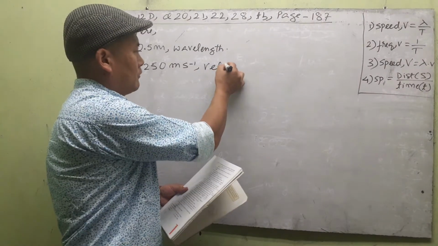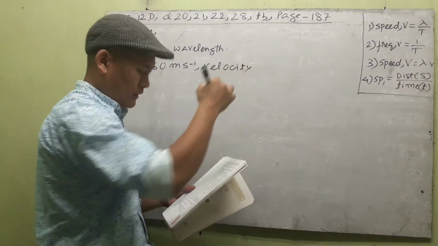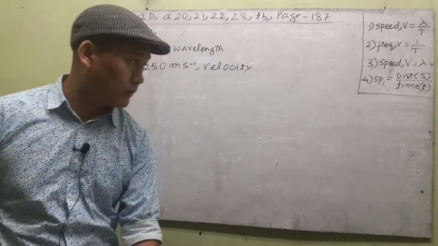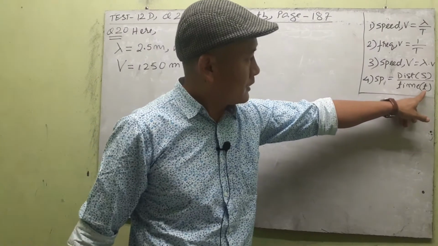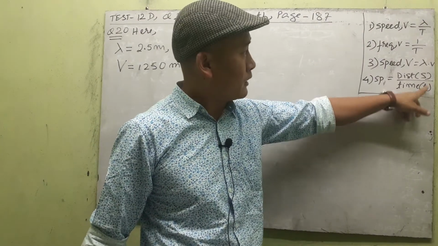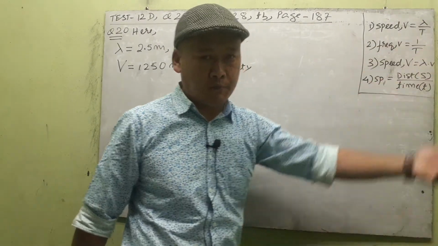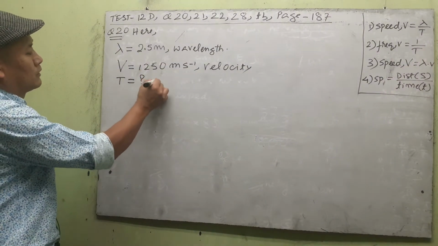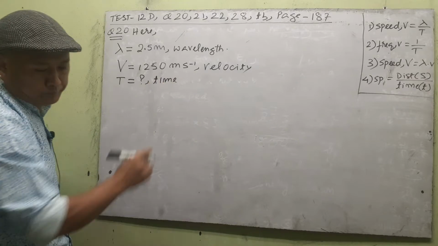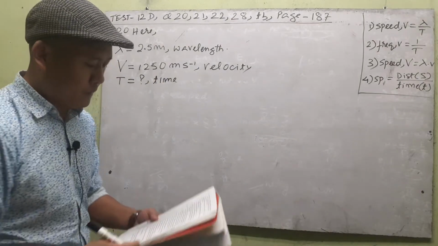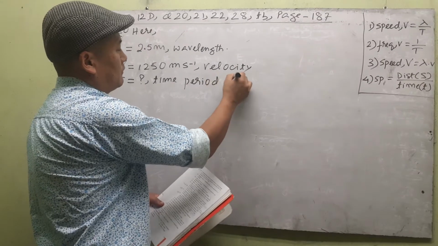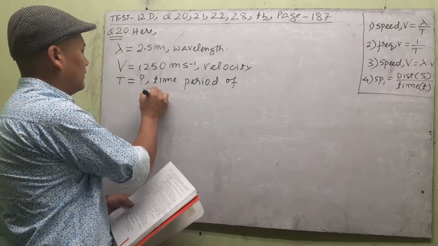If you want to write in full, then you can write: find the period of vibration. Here small t is time as it is normally, and the capital T is the time period of vibration. So you can put that. That's what the question is asking. So time period of vibration.